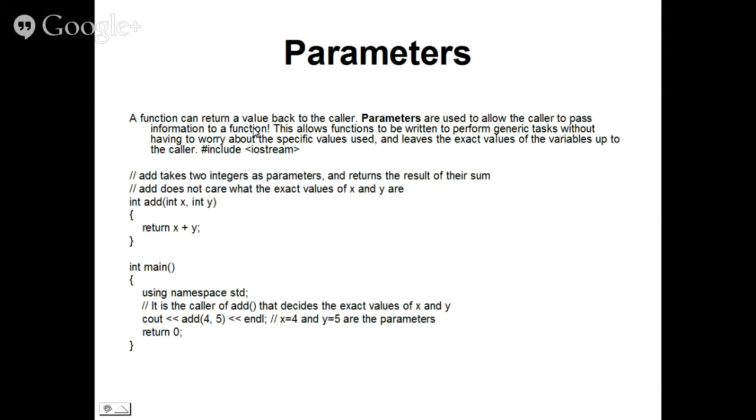Okay. So let's say the calling function wants to call the function with some information. It wants the function to display the name, and the name is what is supposed to be given by this calling function to the called function. So then this name will be packed in as a parameter to the called function. Okay. So this allows functions to be written to perform generic tasks without having to worry about specific values used, and leaves the exact value of the variables up to the caller.